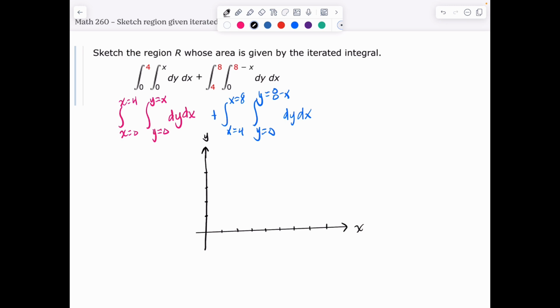Now, we are given these lines, y equals 0 to y equals x. We also know that we're only dealing with x going from 0 to 4. So if y equals x, y will also go from 0 to 4. So the line y equals x is this line here, right? Just graphing points.